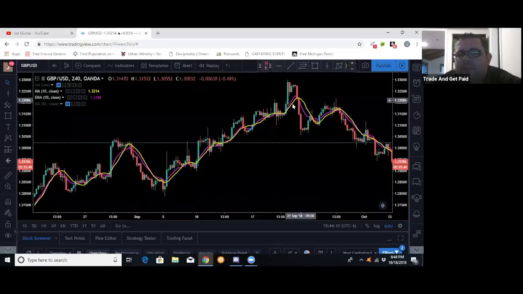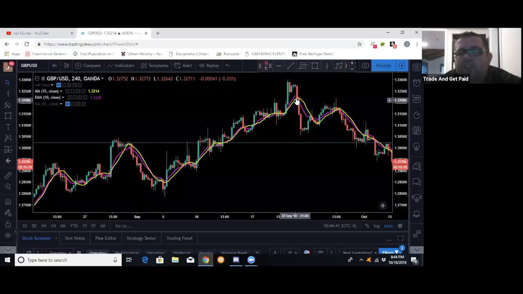So the simple is kind of slowly finding its way down, whereas the exponential, showing you the most recent information right here, is like, oh, wait a minute, this thing is going down hard. So it goes down hard. So now we start to see a little bit of separation in between these two lines. When you see that separation, that's volume. When you see that separation, that's volatility. When you see that separation, it's showing you a strong move.